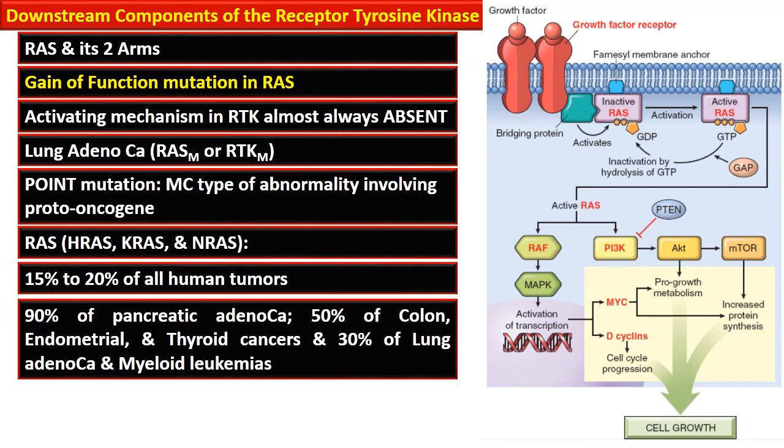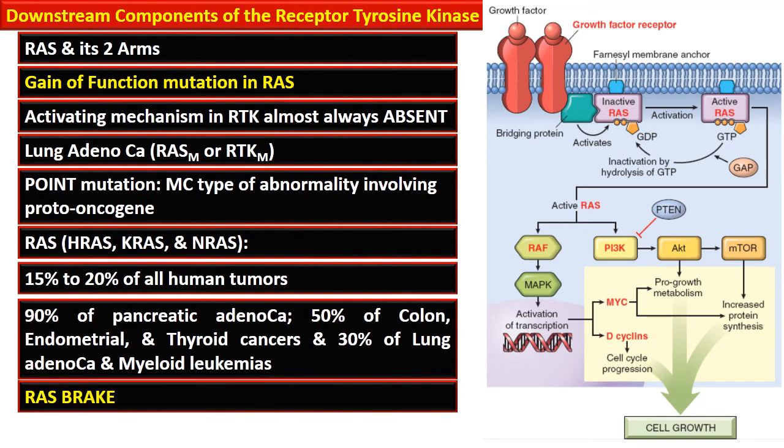NRAS, and these are mutated in 15 to 20% of all human tumors, while the RAS mutation is present in 90% of pancreatic adenocarcinoma, and half of the colon, endometrial and thyroid cancers show this RAS mutation, and 1/3 of the lung adenocarcinoma and myeloid leukemia exhibit this mutation. There is one important brake in this RAS pathway, or RAS signal transducing pathway, that is GAP protein.